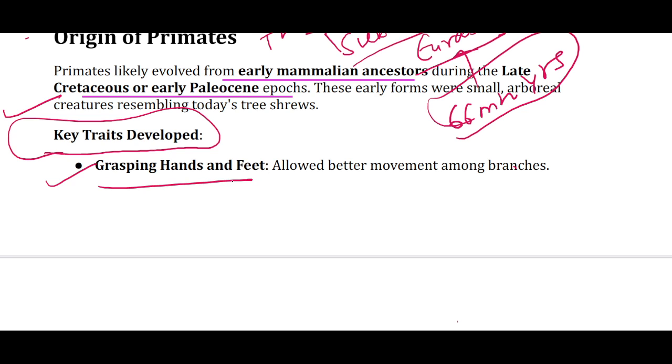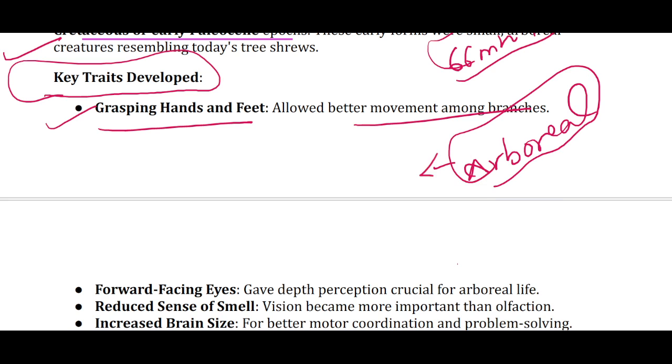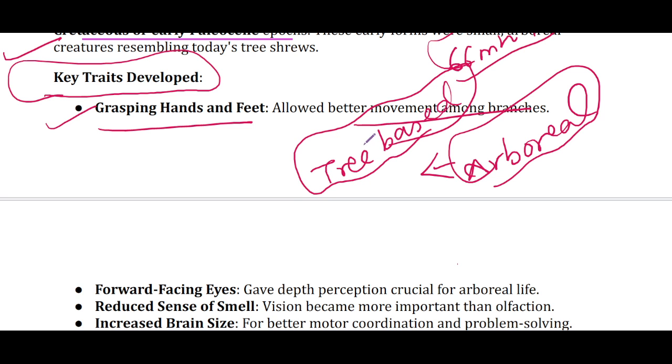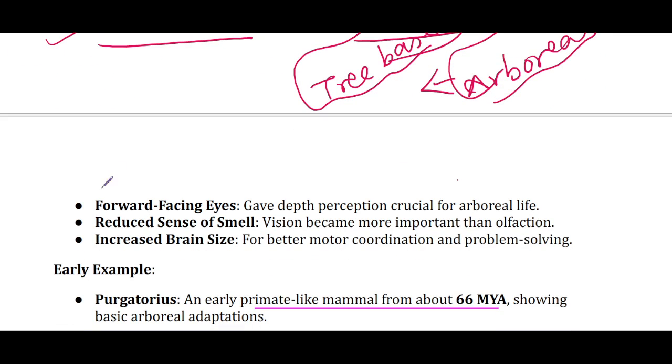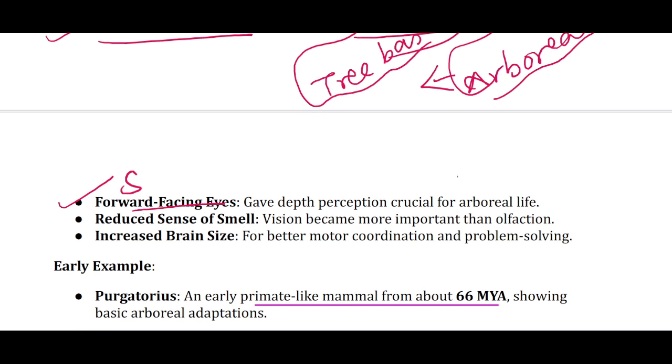First, prehensile hands or grasping hands and feet that allowed for better movement among branches. Because the early evolution was arboreal. Arboreal means a tree-based lifestyle. The early primates were living in trees. Now the second evolution is forward-facing eyes that provided stereoscopic vision.